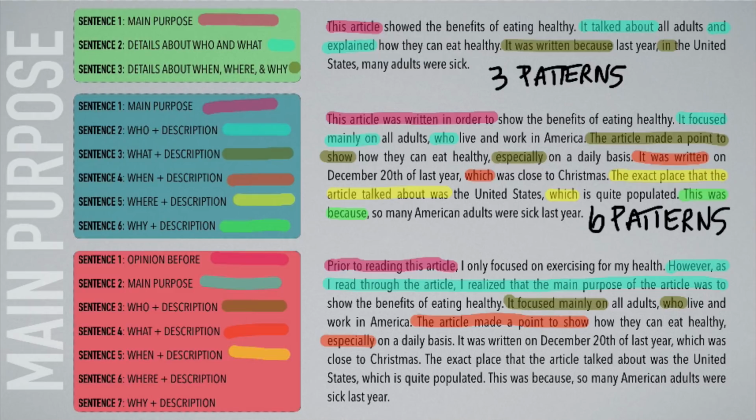Now again, this is the same as the intermediate level. It was written ... which ... Okay, this is the same as the intermediate level. Okay, next, where plus description for sentence number 6. It says, the exact place that the article talked about was the United States, which is quite populated.